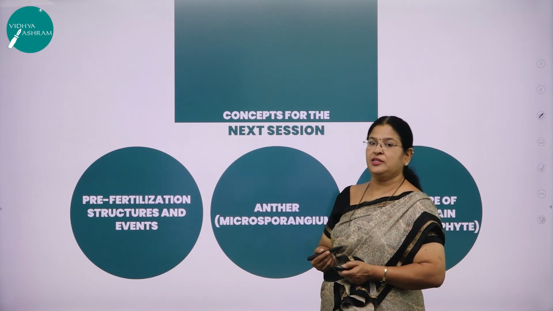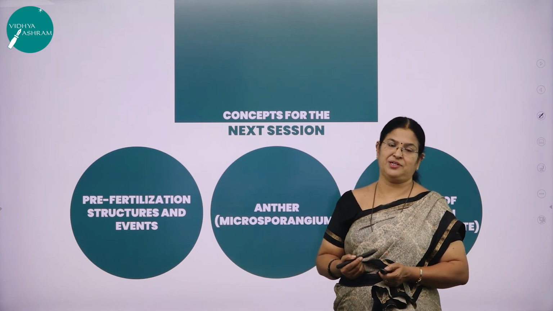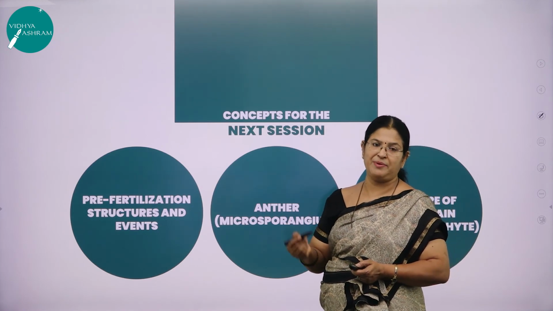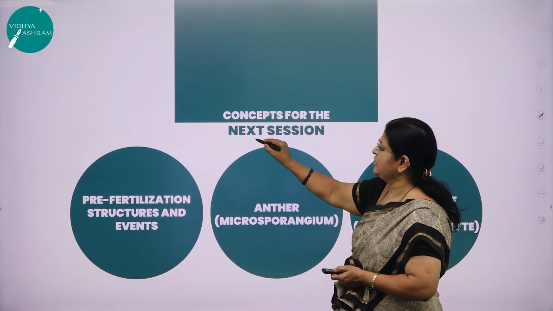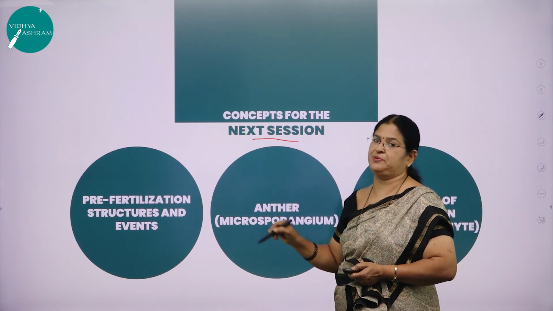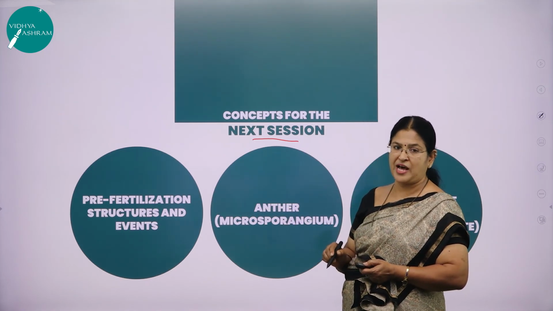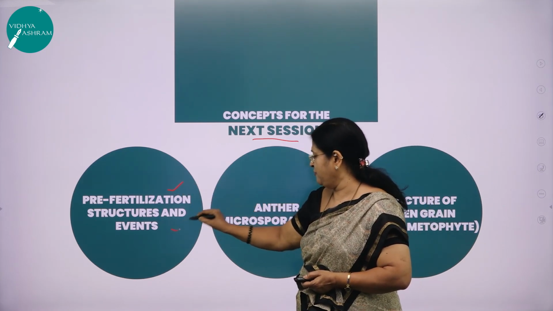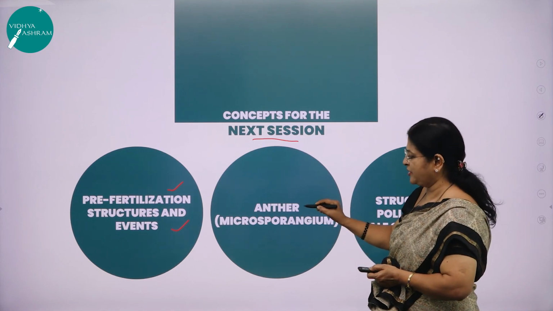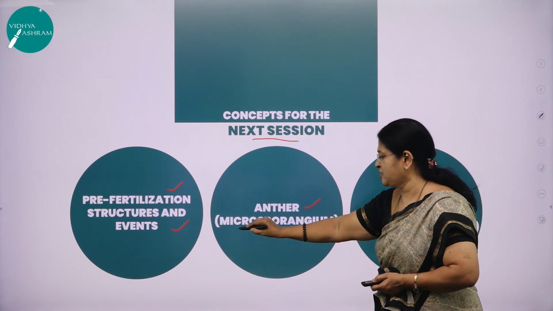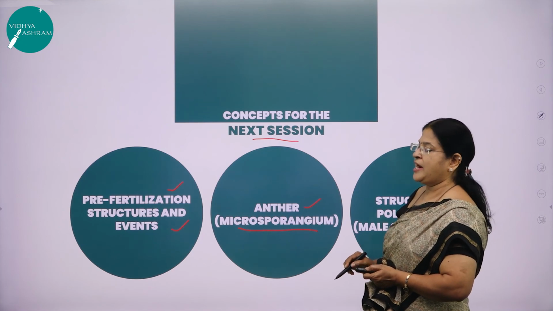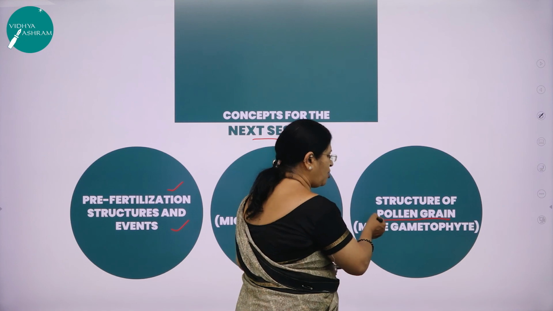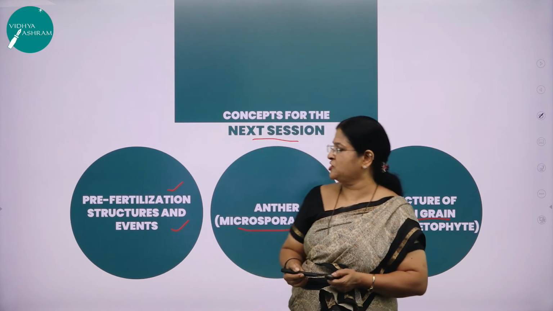Hope you have understood the first session of this very important chapter called sexual reproduction in flowering plants. Moving on to the next session, in the coming session of the same chapter, I will be continuing with the pre-fertilization structures and events. Then we will be studying the structure of an anther. As I said, anther is otherwise called microsporangium. And as I said, the male gamete is nothing but called what? Pollen grain. So all these things we will be studying in the coming session.